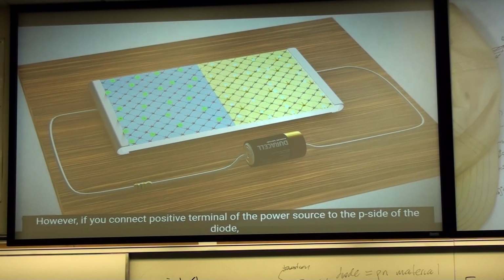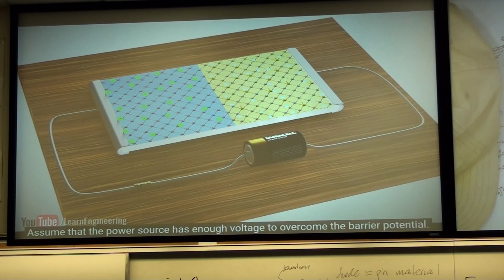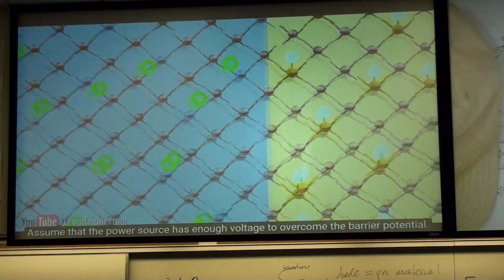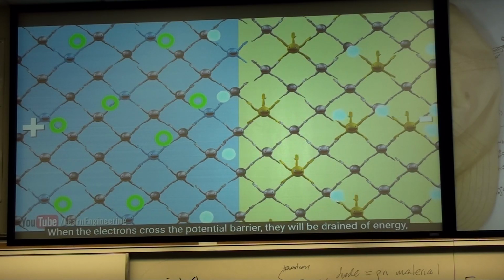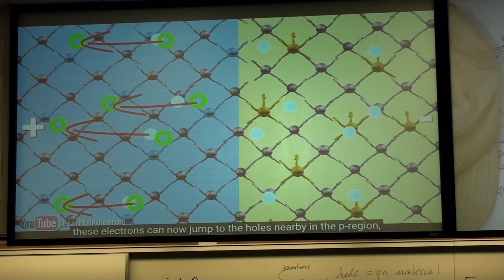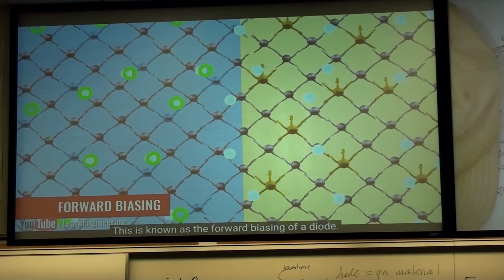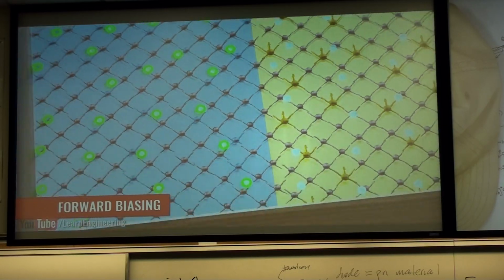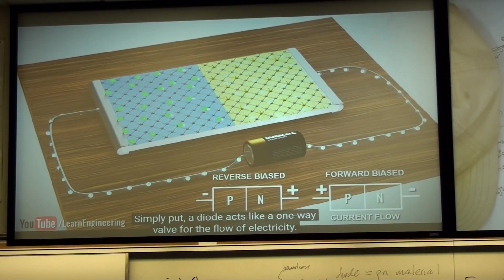However, if you connect a positive terminal of the power source to the P side of the diode, the situation is quite different. Assume that the power source has enough voltage to overcome the barrier potential. You can immediately see that the electrons will be pushed away by the negative terminal. When the electrons cross the potential barrier, they will be drained of energy and will easily occupy the holes in the P region. But due to the attraction of the positive terminal, these electrons can now jump through the holes nearby in the P region and flow through the external circuit. This is known as the forward biasing of a diode. Simply put, a diode acts like a one-way valve for the flow of electricity.